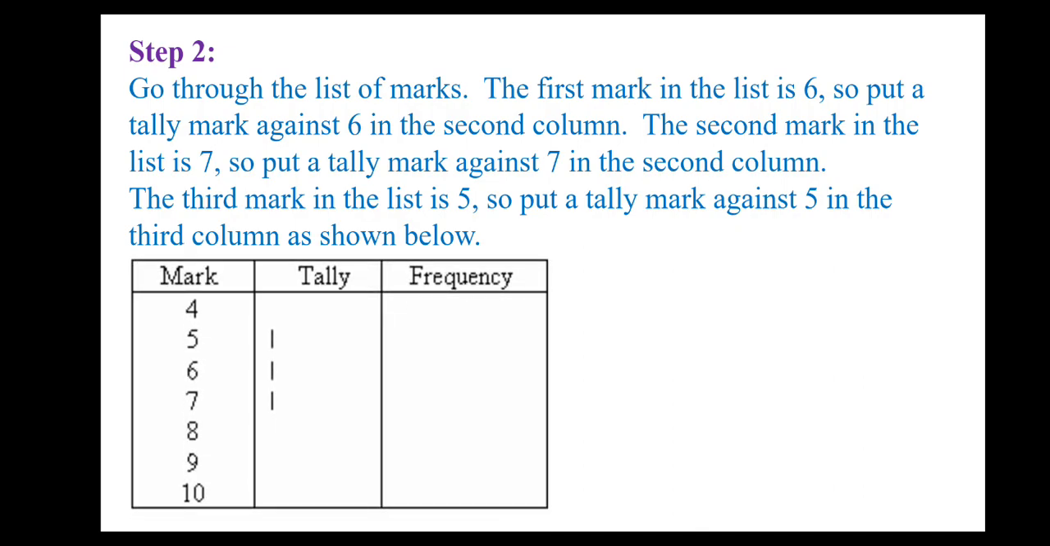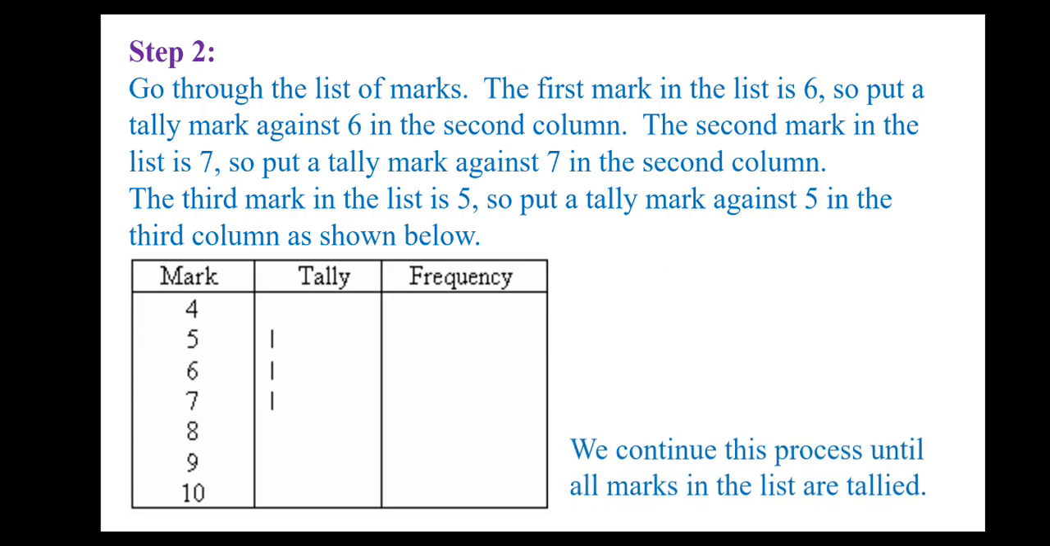Look at that. This is what we need to do. First I put number 6 against 6. Second one, number 7 against 7. In the second column we put a tally mark. And then number 5 against 5 we put a tally mark. This is the way, one by one. First number you take, find where it is located. Second number, where it is located. Third number, where it is located. We need to put one by one in this format. Okay. Now go to the next part. We can continue this process until all the marks are tallied.